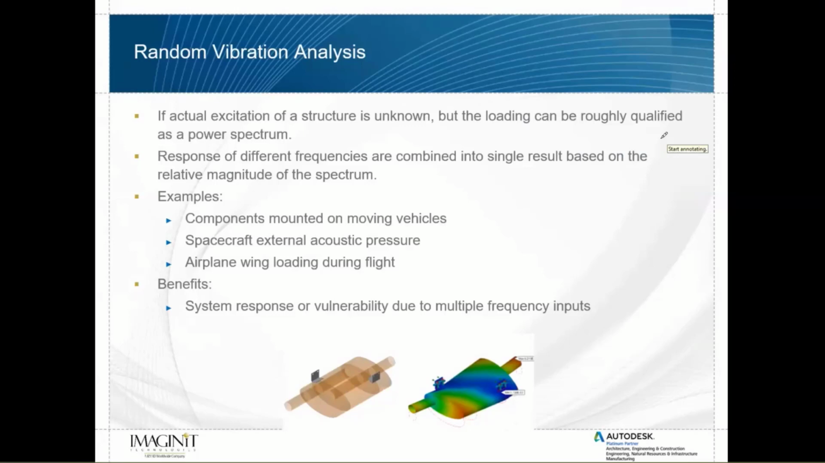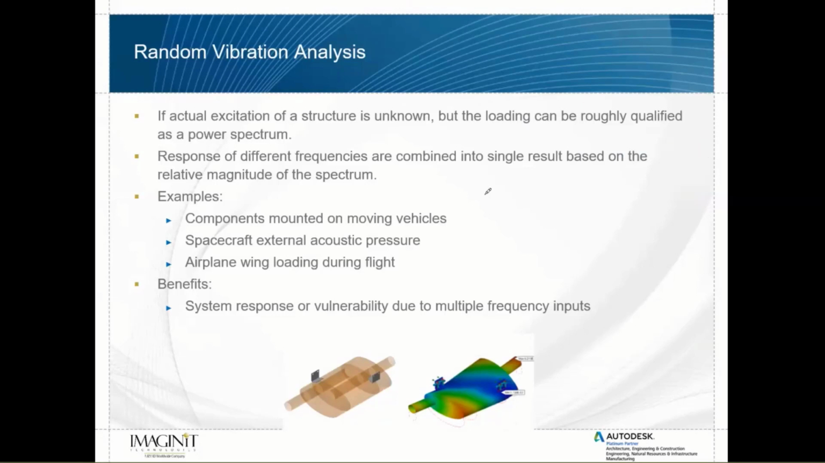This is called random response. So basically what we're doing is we're combining different frequencies into a single result. And so we'll sort of get a statistically based loading that allows us to calculate what I would consider the worst case scenario.